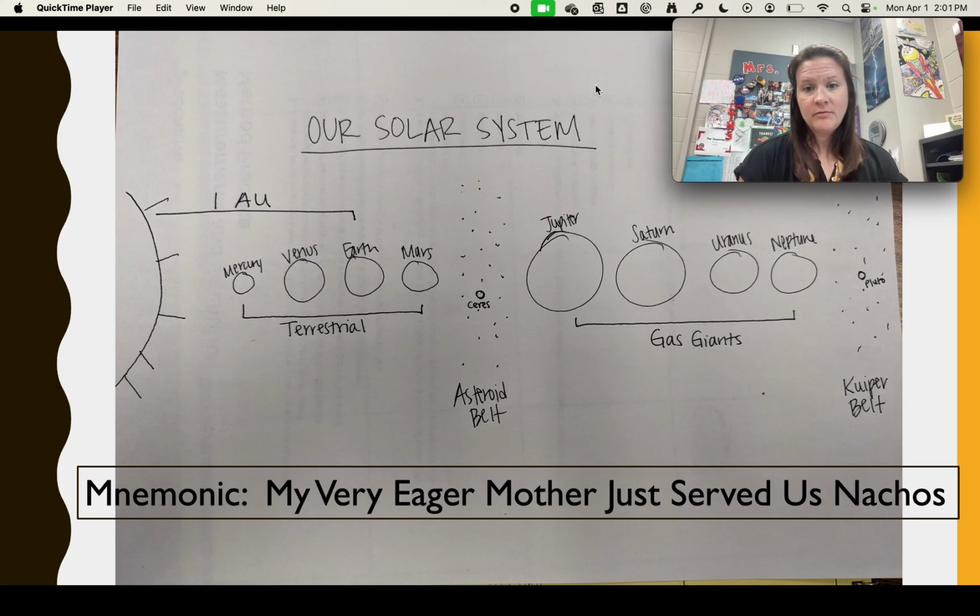One way to remember the order of the planets, this is just an example, is a mnemonic, which means the first letter of each word represents what you're trying to remember. So Mercury, Venus, Earth, Mars, Jupiter, Saturn, Uranus, Neptune: My very eager mother just served us nachos. Of course, when I was your age, Pluto was still a planet. So we learned it: My very eager mother just served us 9 pizzas. But we've switched to nachos, guys.